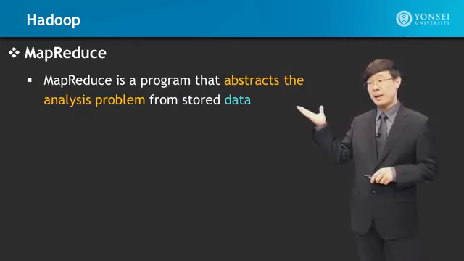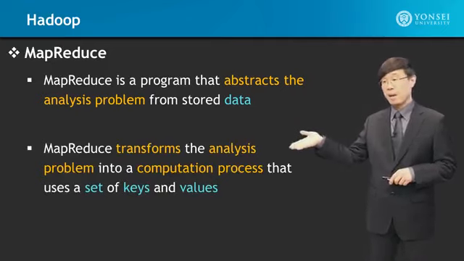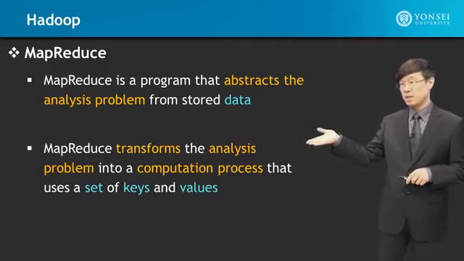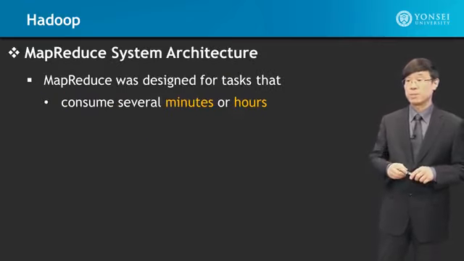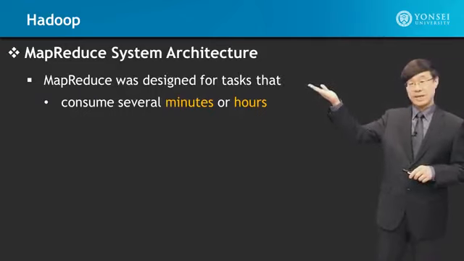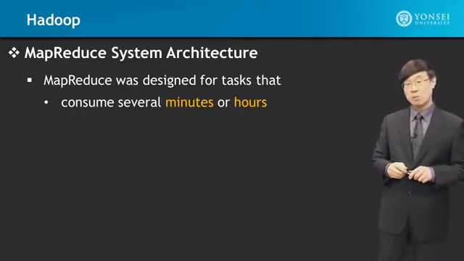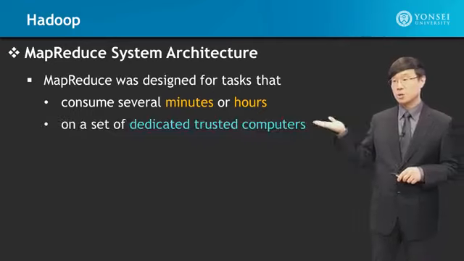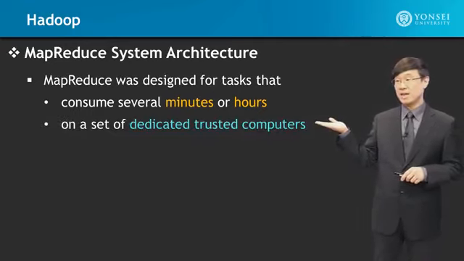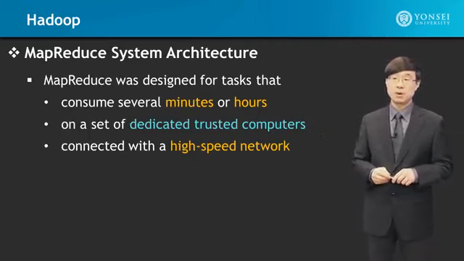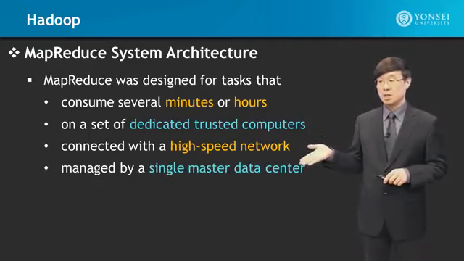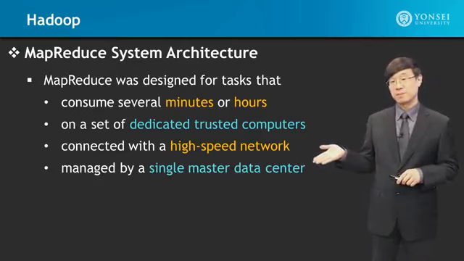MapReduce is a program that abstracts the analyst problem from stored data. MapReduce transforms the analysis problem into a computational process that uses a set of keys and values. MapReduce was designed for tasks that consume several minutes or hours. Also, it processes data on a set of dedicated, trusted computers connected with a high-speed network. In addition, it is managed by a single master data center.